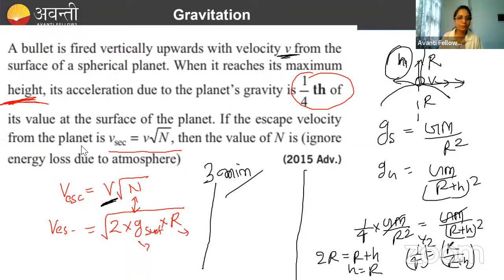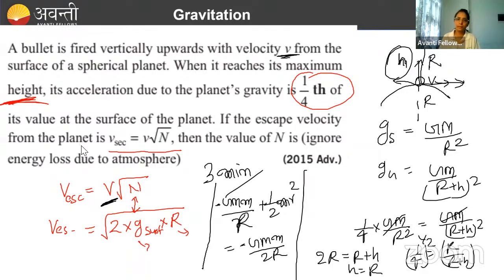At the surface, energy will be how much? It will be minus GMm by R, if small m is the mass of the bullet. Here kinetic energy is how much? Half mv square. And at maximum height there will be only potential energy, minus GMm by 2R. You will be writing, right? If you solve it, what value are we going to get? जल्दी से बताओ क्या होगा?